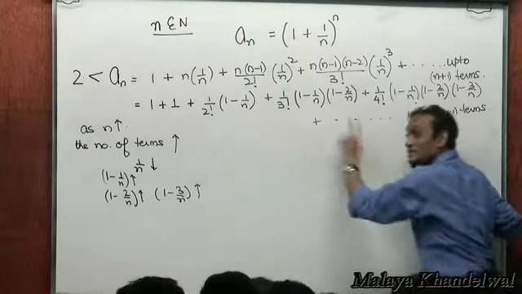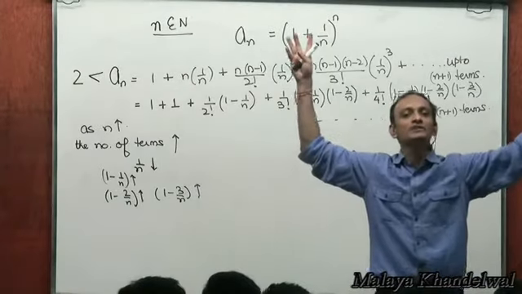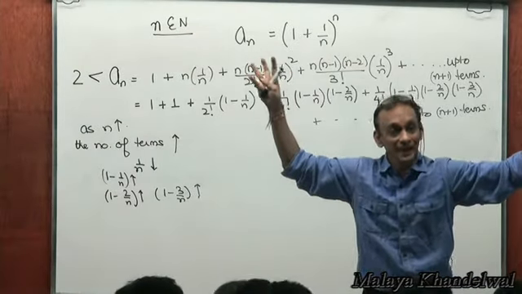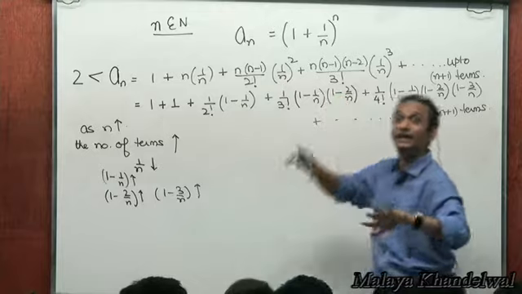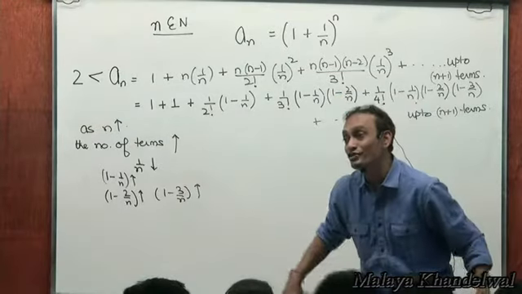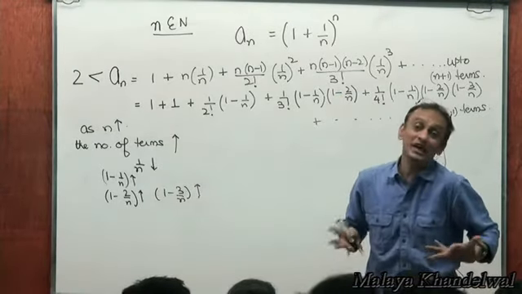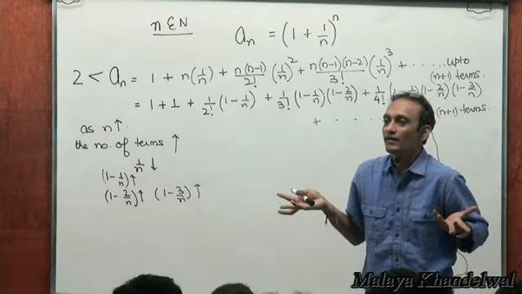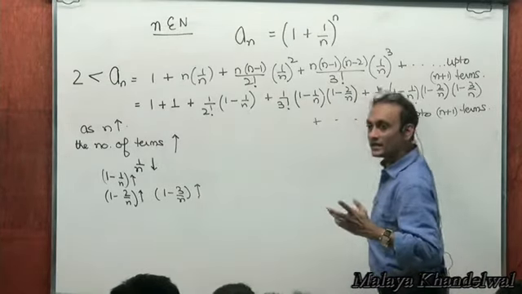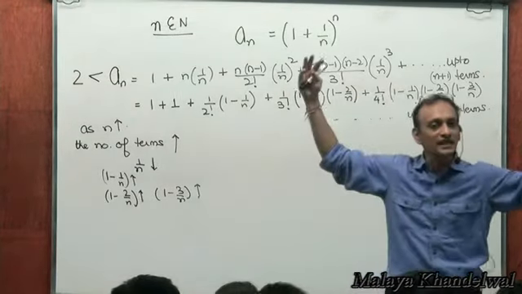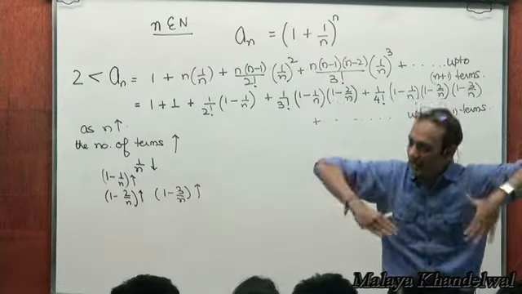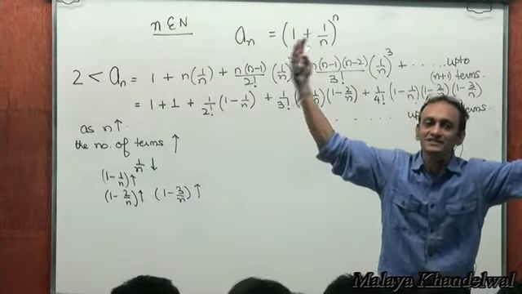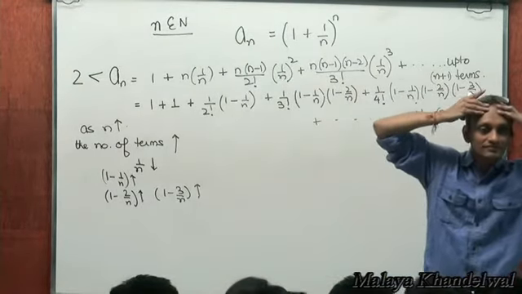The value of each term is increasing, and so also is the number of terms. So that means an must be increasing as n is increasing. If the value of each term is increasing and also the number of terms is increasing as n increases, then an must be increasing as n increases. Yes or no? Yes.